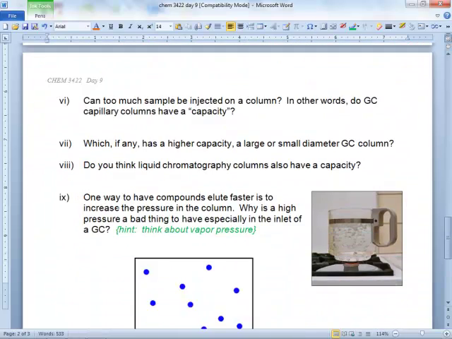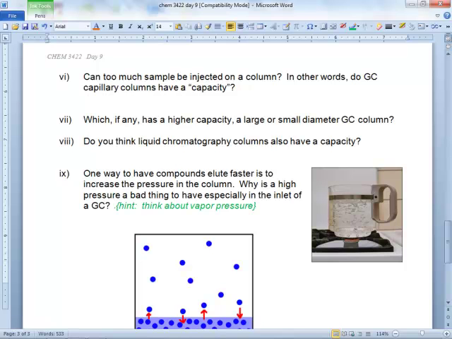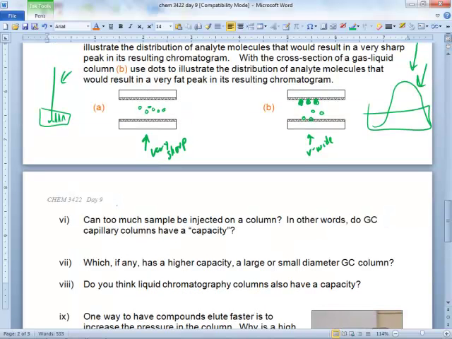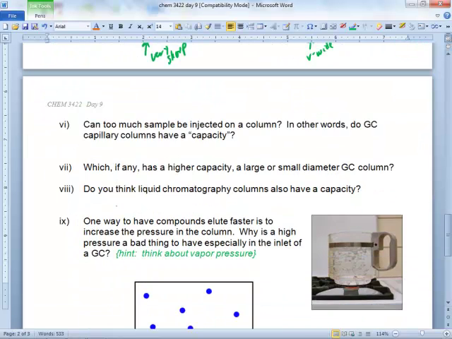Can too much sample be injected on a column? In other words, do capillary columns have a capacity, Sandy? Yeah. There's only so much space. Look at the dots we're drawing. Right? There's only so much space to interact with that stationary phase.